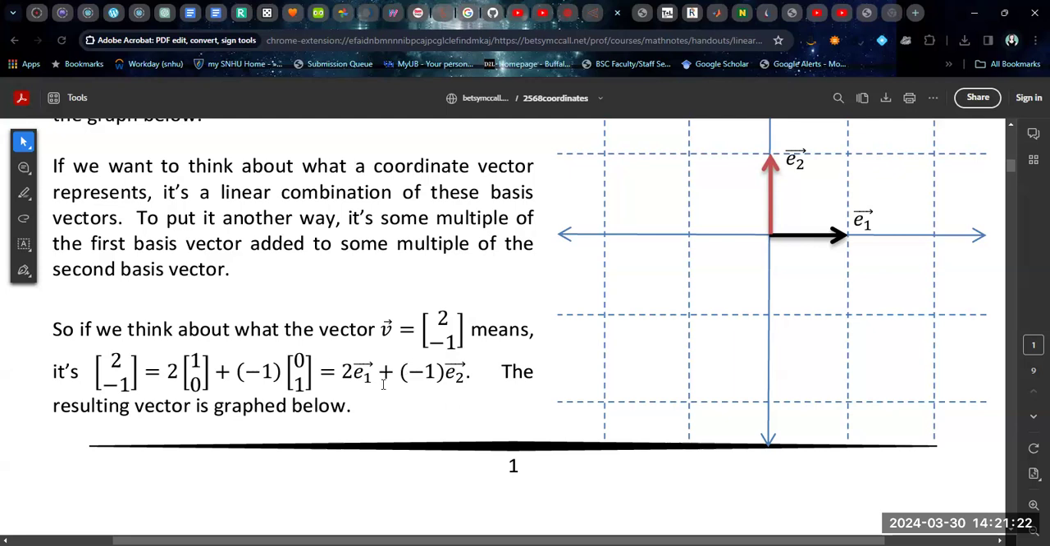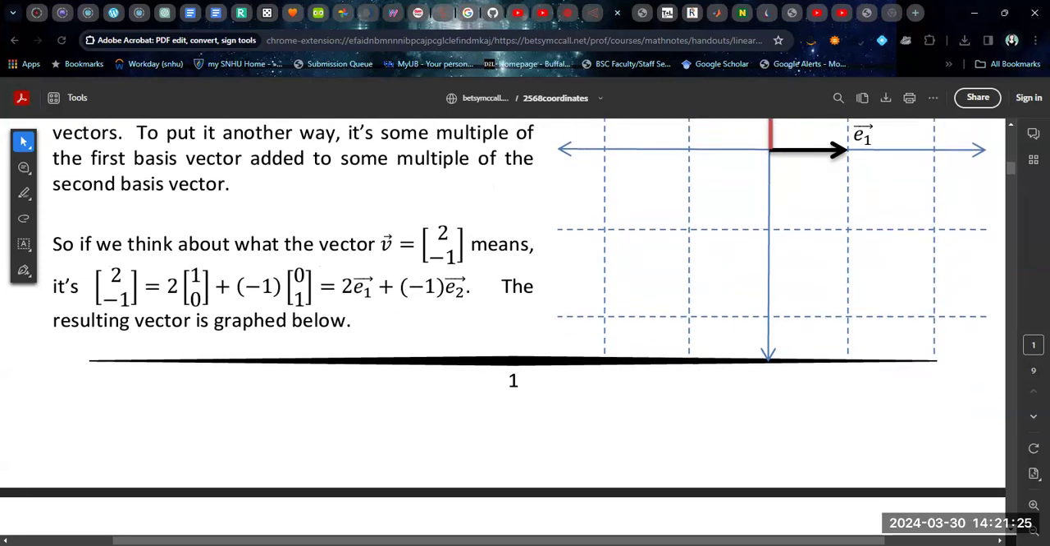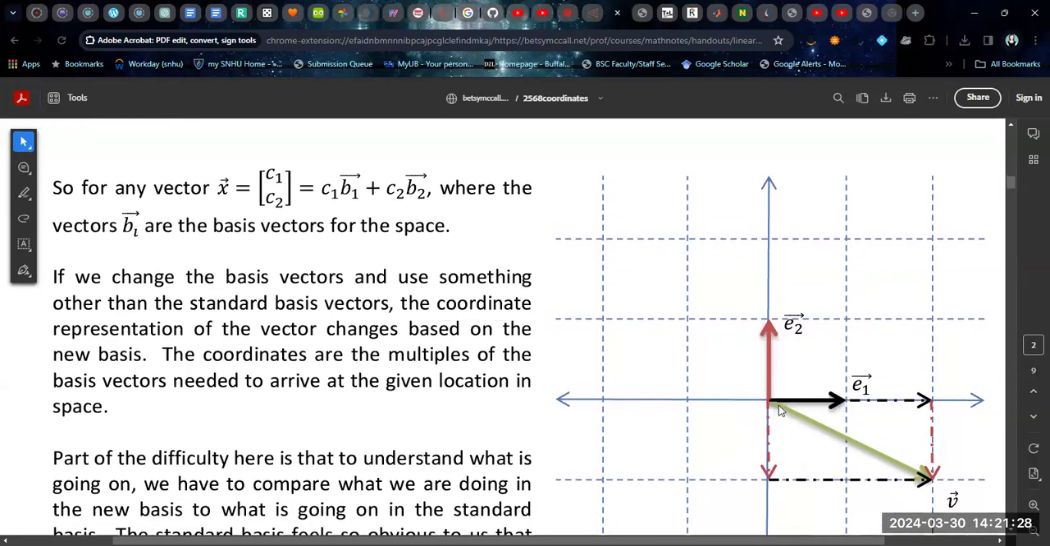So if we were to plot this on the graph, we're going to multiply e1 by 2. So 1 copy of e1, 1 more copy of e1 gives me 2 copies of e1, and then -1 copies of e2 gets me here. If I add these 2 vectors together, my (2, -1) vector is going to meet at the corner of that parallelogram. It's a rectangle in the standard basis because the standard basis vectors are all orthogonal to each other. And so you end up with a vector that points in this direction.